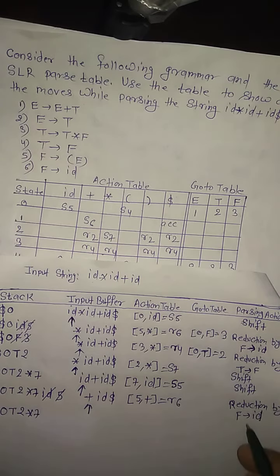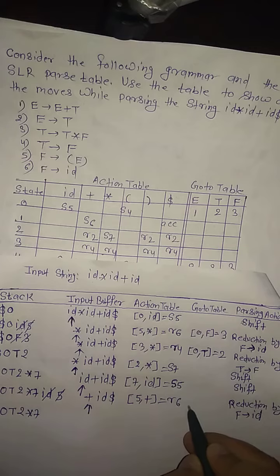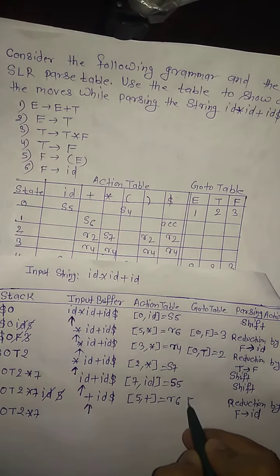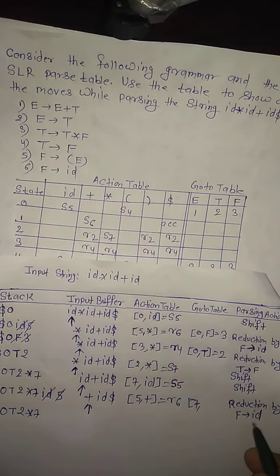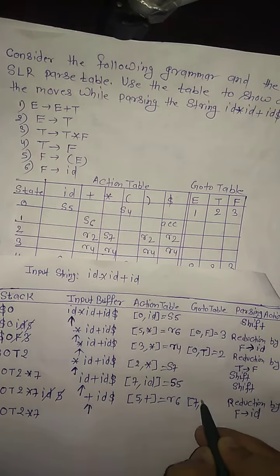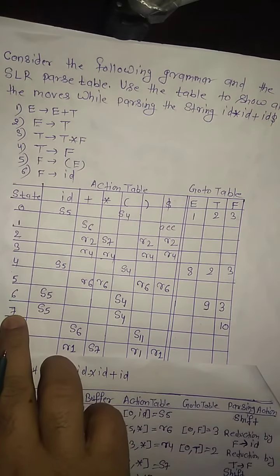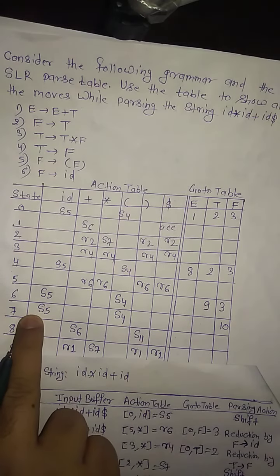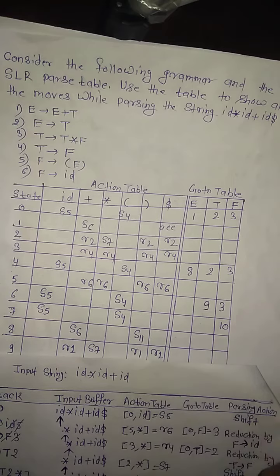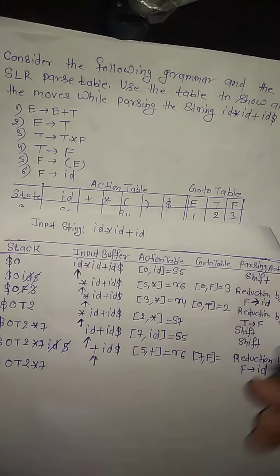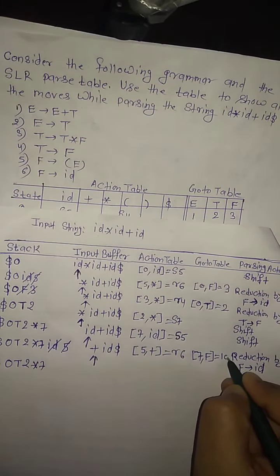Next step is, what is the top of the stack? 7. So you write here in the goto table column 7 comma, and what is the head of this production? F, capital F. So write here capital F is equal to, then you go in the parsing table 7th row and F column we have 10. So write here 10.